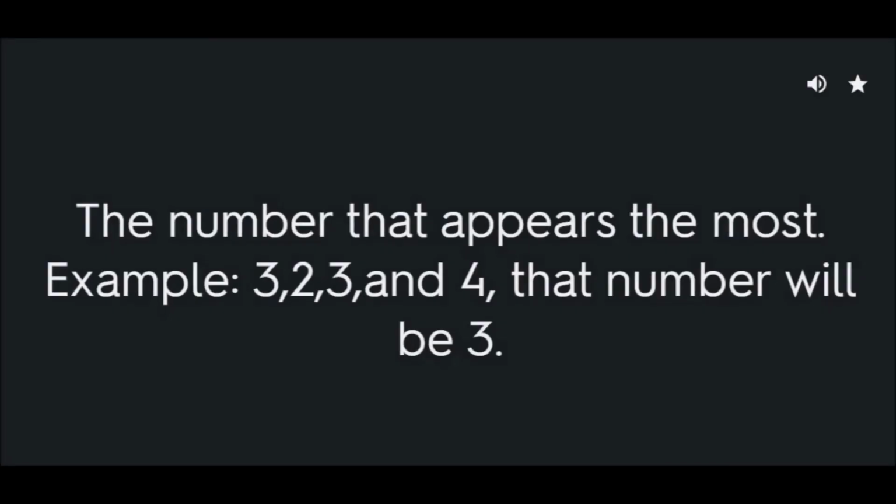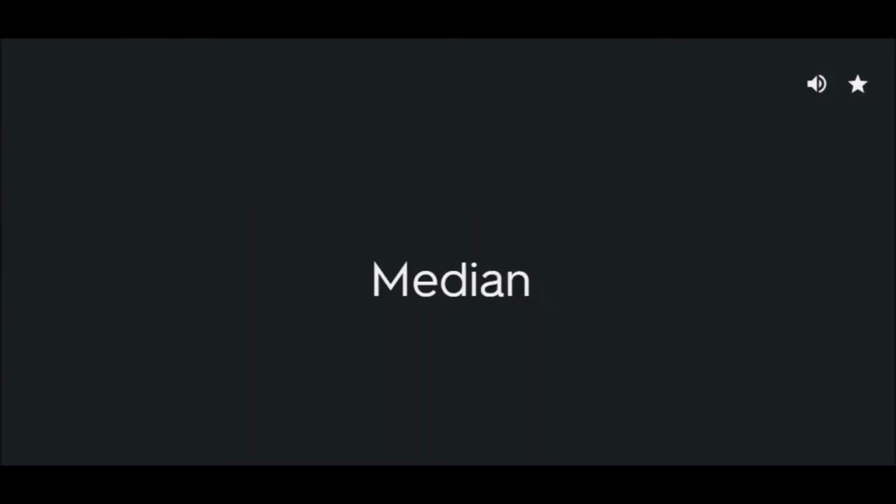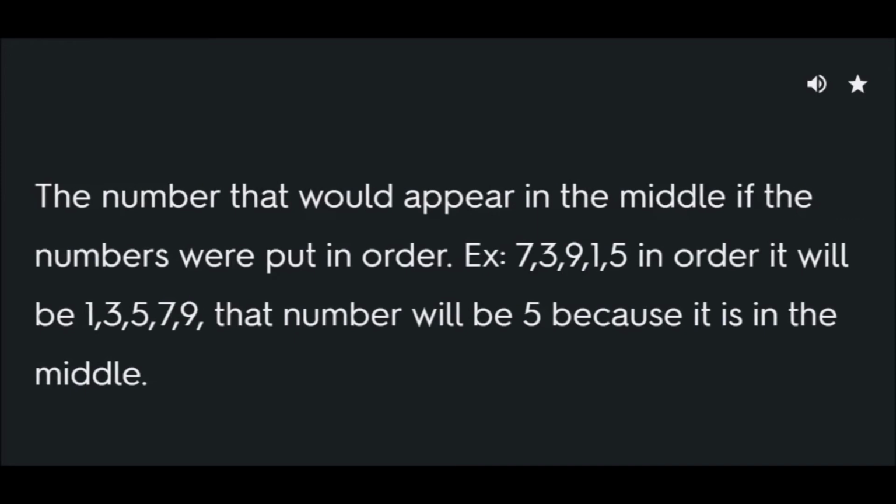Mode: the number that appears the most. Example: 3, 2, 3, and 4. That number will be 3. Median: the number that would appear in the middle if the numbers were put in order. Example: 7, 3, 9, 1, 5. In order it will be 1, 3, 5, 7, 9. That number will be 5 because it is in the middle.